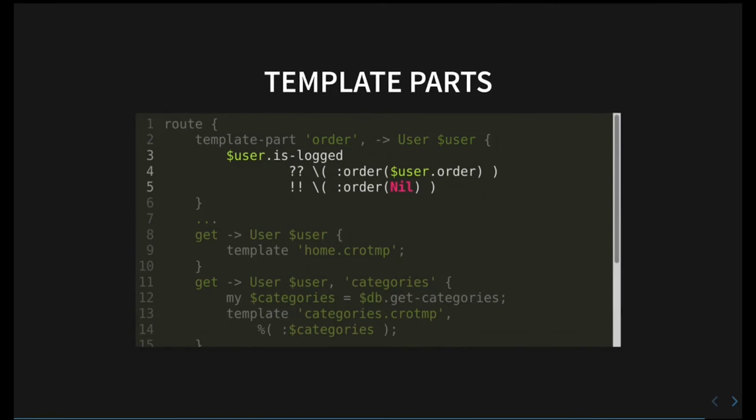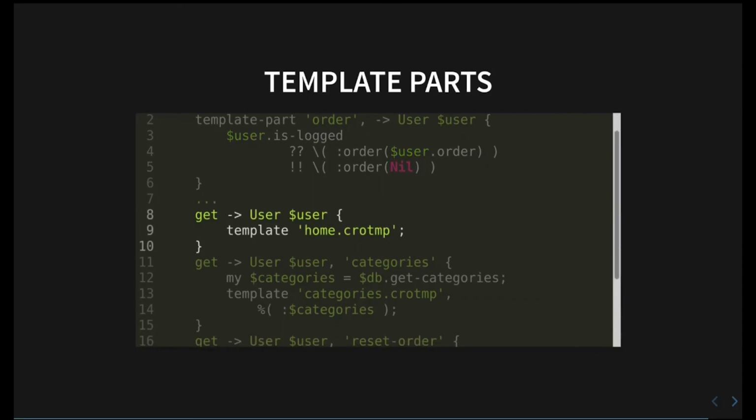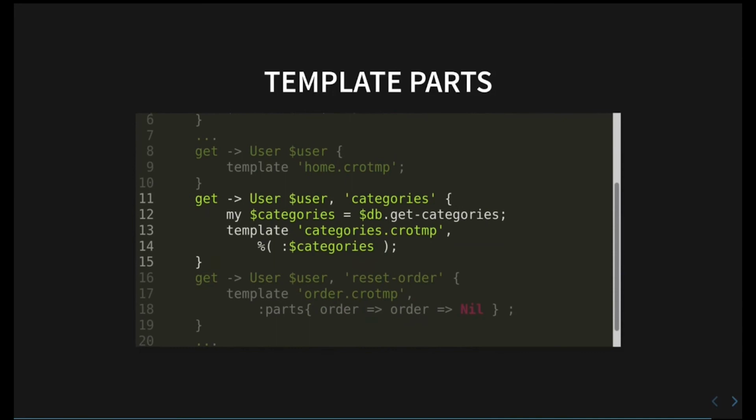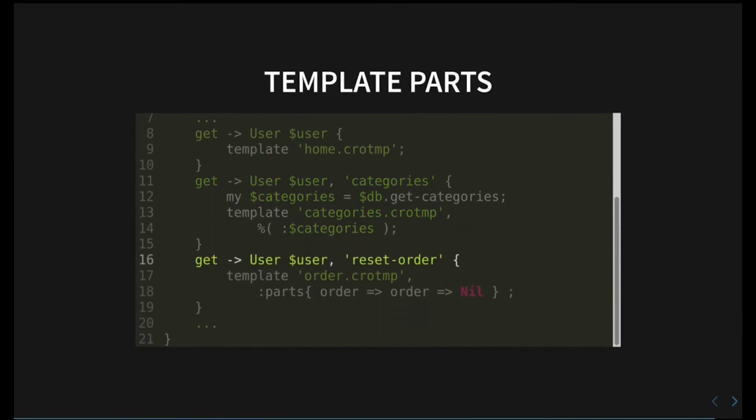Those named arguments then will be passed to the template part. Now let's take a look at our first route. Now there is no need to pass the data to the template part as Cro does it for us. The second page also became a lot cleaner. If we want to overwrite what the code execution returns, we can just pass the parameter parts with a bunch of keys and values, where keys represent part names and values represent arguments to pass.